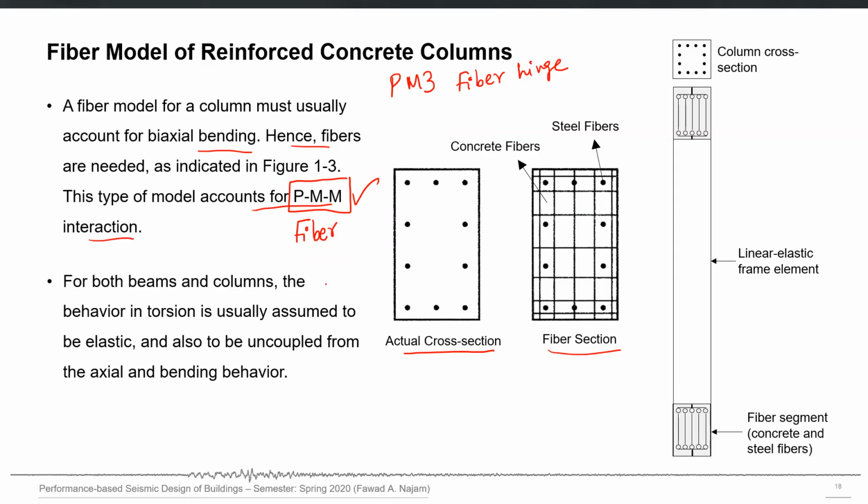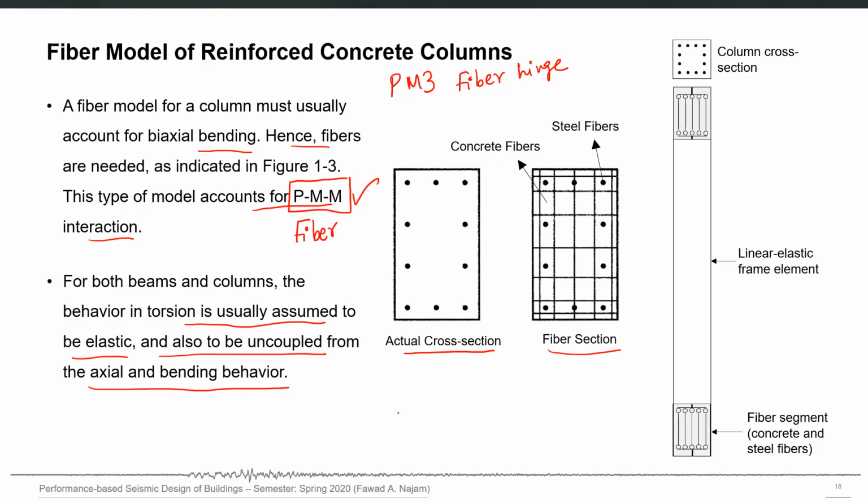So for both beams and columns, the behavior in torsion is usually assumed to be elastic and also to be uncoupled from the axial and flexural behavior. As I have explained earlier, the fiber hinges can only account for axial flexural behavior. All other aspects of behavior have to be modeled separately. And if you don't model them explicitly, they are by default assumed to be elastic.